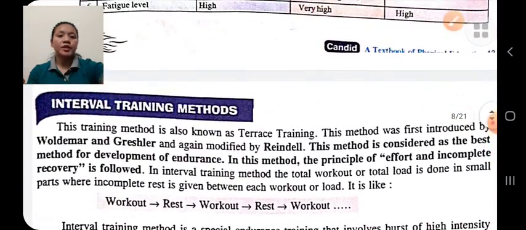Next is interval training methods. This interval training method helps to develop endurance. In this method, we do the exercise with intervals, with complete rest in between the workout. That is workout, rest, workout, rest. We follow the principles of effort and incomplete recovery in between the workout. This we will discuss in our next video.